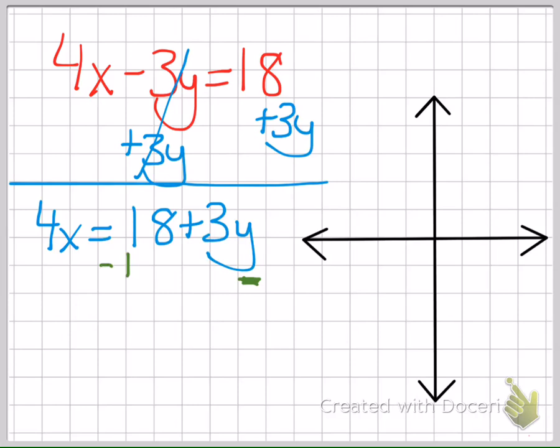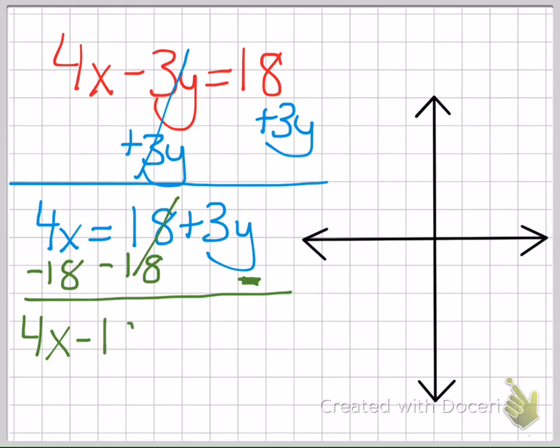Move the 18. Right. Subtract 18. That goes away. Again, I can't subtract 4x and 18 because they're not like terms, so I'll just leave it like that. Equals 3y.